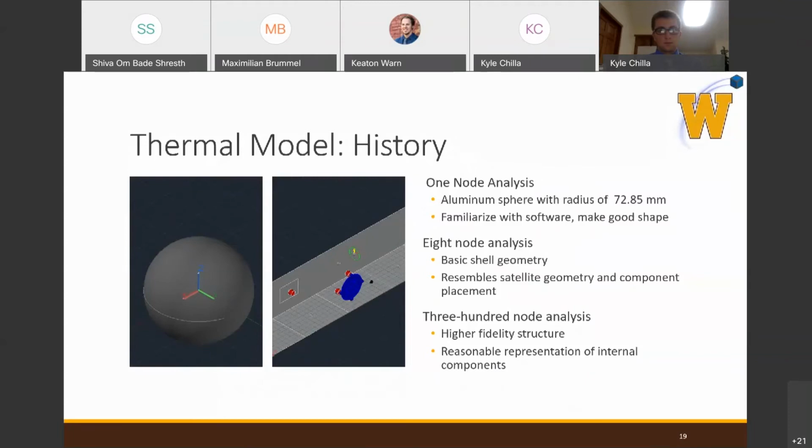For the history of our model, we began with a 1-node analysis. This was a simple aluminum sphere, and this proved to be a good first step for the team so we could all become familiar with Thermal Desktop. Next was the 8-node, which used basic shell geometry and gave a general representation of the satellite layout. And then we moved on to a 300-node analysis, which gave a higher fidelity structure and a better representation of the internal components.